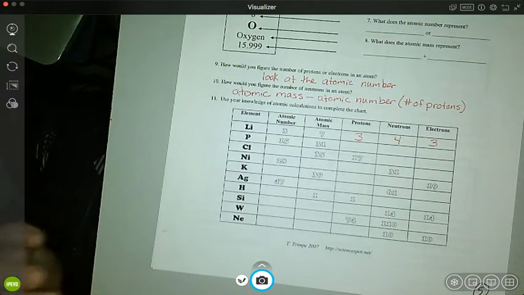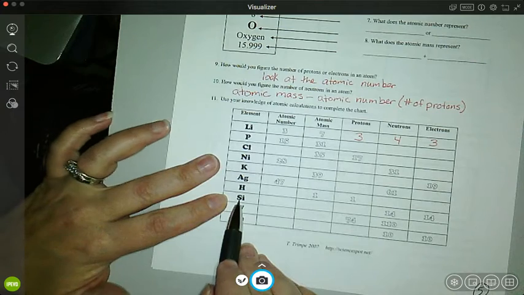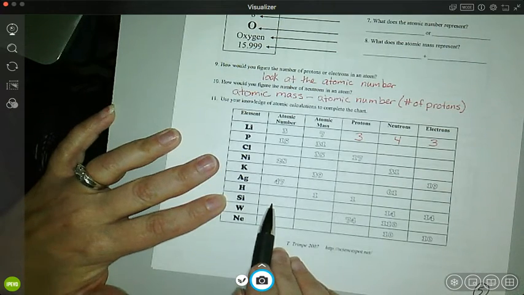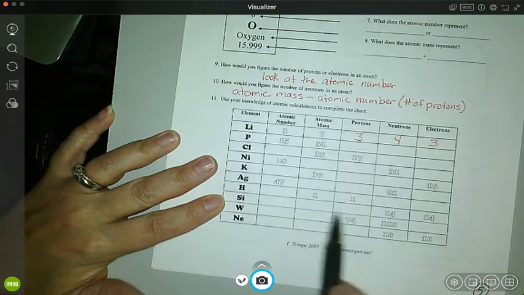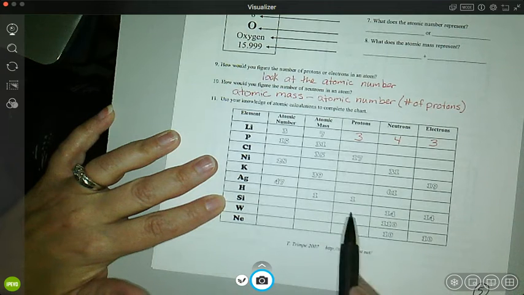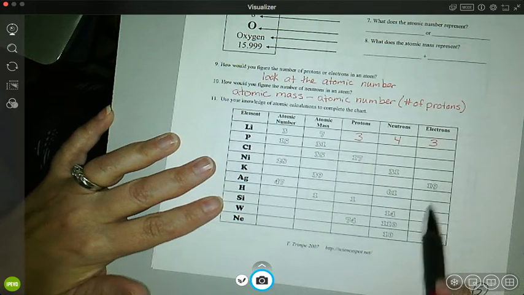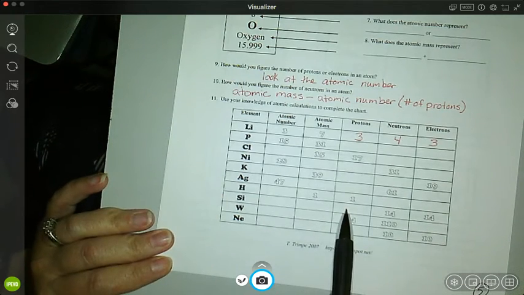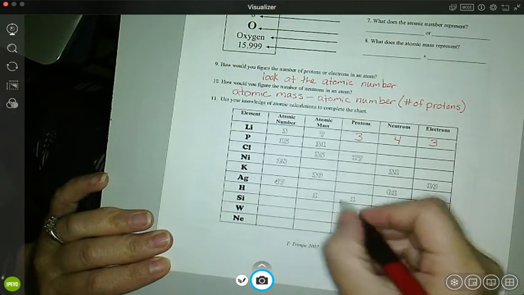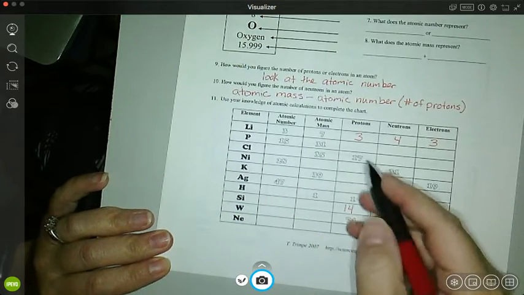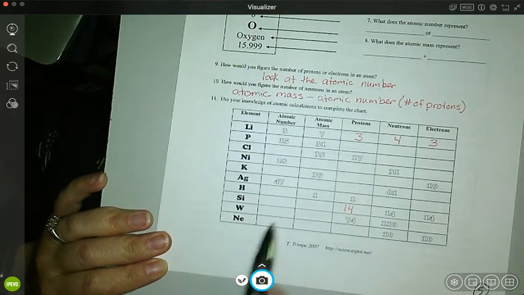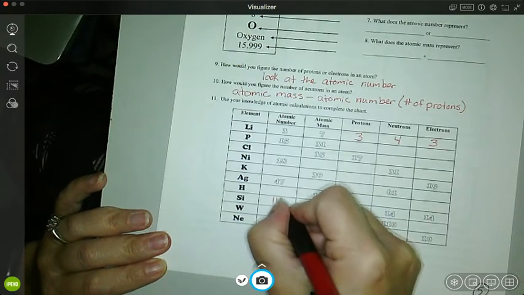Let's jump down to this one here, silicon. I don't have an atomic number or a mass number, but I have a number of protons or a number of electrons and neutrons. So if I have 14 electrons, how many protons do I have? 14. If I know my number of protons is 14, what's my atomic number? 14.